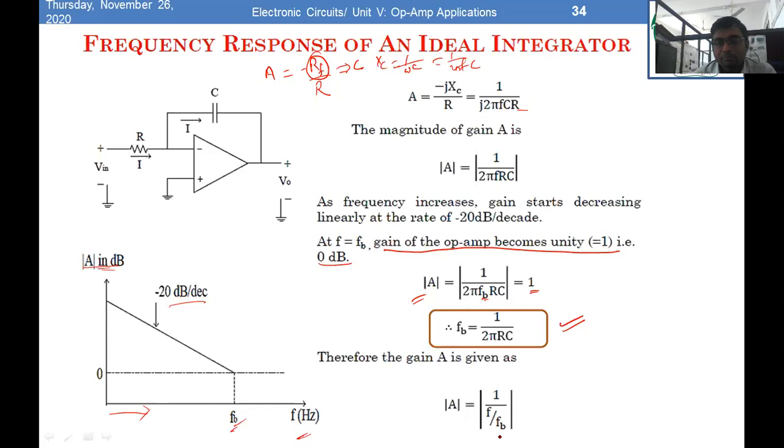So you can represent the gain of the amplifier with respect to the frequency. As the frequency increases, your gain decreases, as is clear from this relationship also. And when F reaches FB, the gain becomes 1 or 0 dB. So this is the frequency response of the ideal integrator.